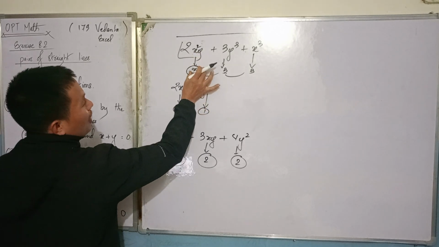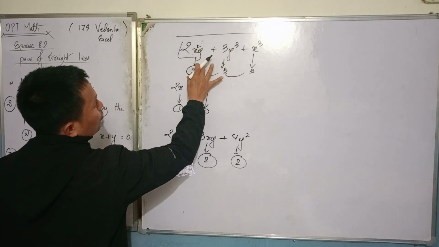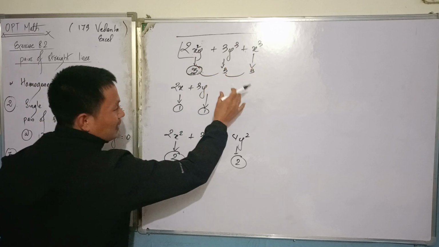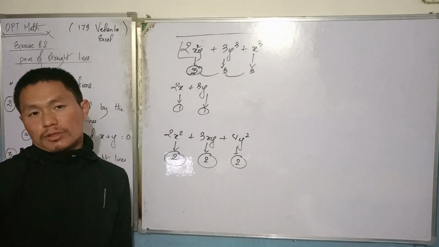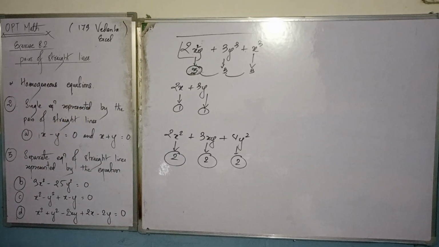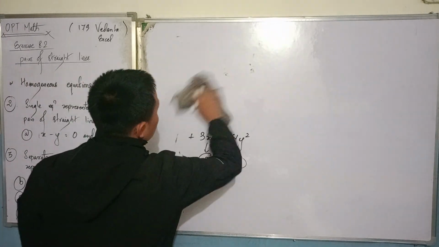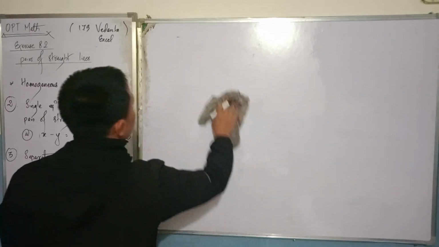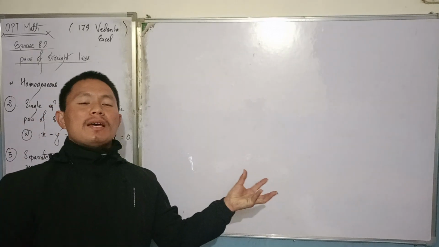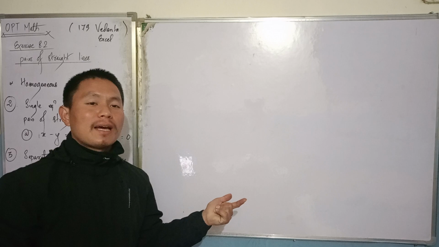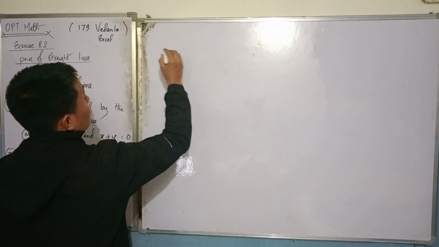So if all the terms of an algebraic expression possess the same degree, then this kind of equation is called a homogeneous equation. In words you can say it like that: whatever the algebraic terms, if each term consists of the same power or degree, then that is called a homogeneous equation.